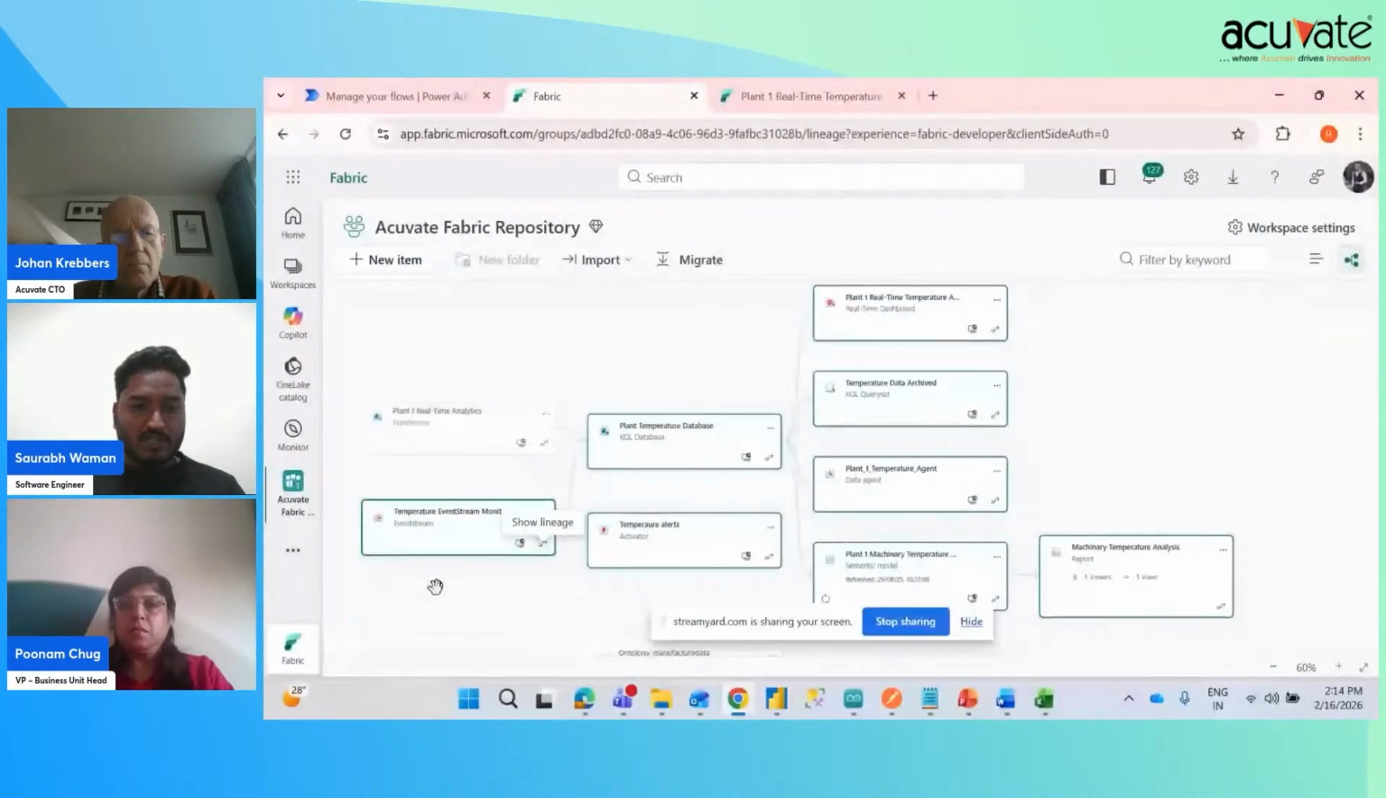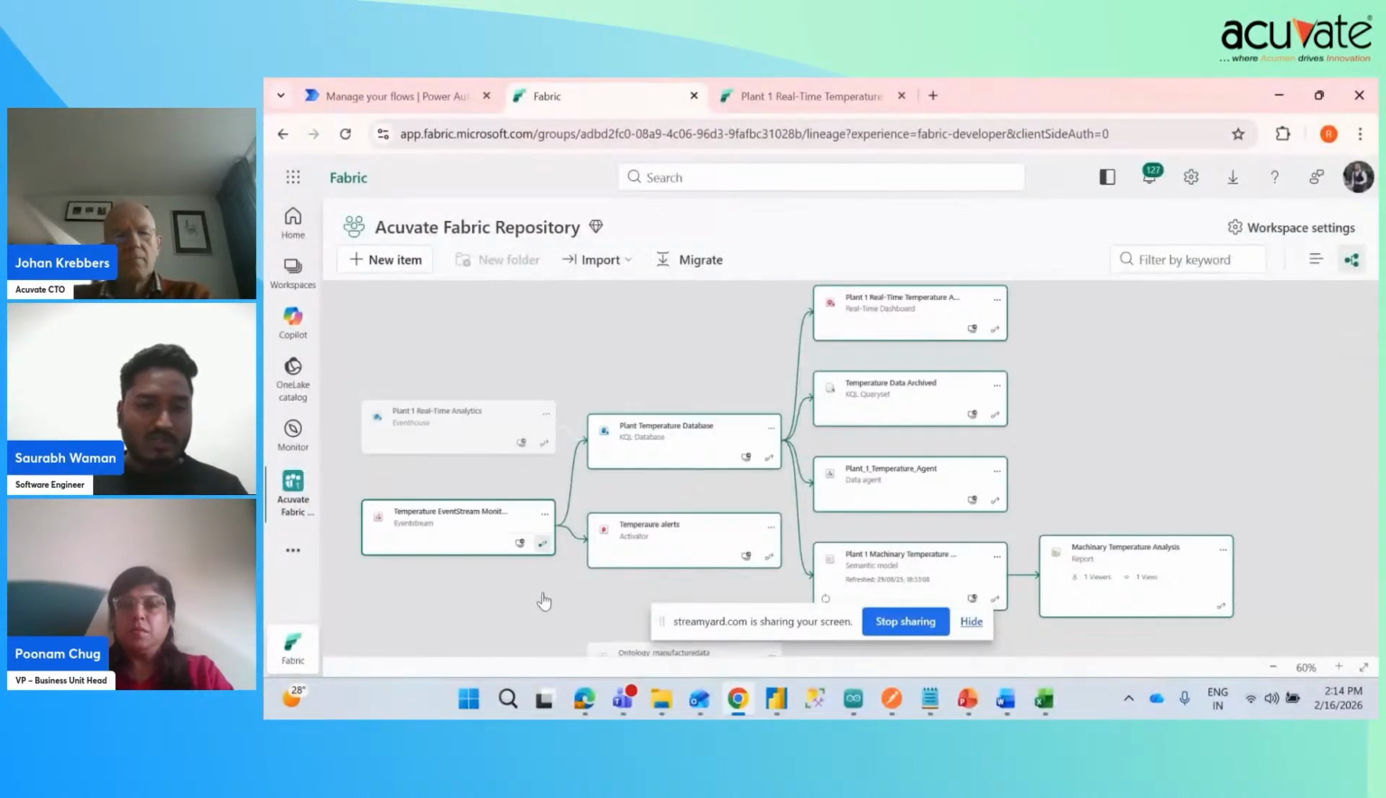So here you can see in my Fabric repository, once the data came into the Fabric environment, as I told you, we are sending data to the event stream, then from the event stream to the KQL database and activators. On top of the KQL database, we are creating the real-time temperature dashboard, which you'll see in some time. Also, we are creating the data agent. With the help of the data agent, we can connect it to Copilot Studio and ask questions in natural language. It will automatically convert our natural language query to KQL queries, and it will give the output.